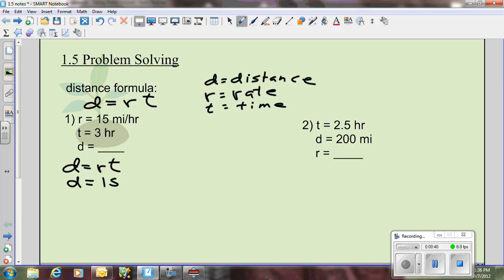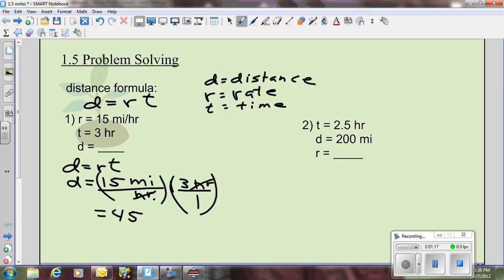Now when you do this, I want to see the substitution. I want to see the units written like so. 15 miles per hour times 3 hours. If you want to put that over 1 to help you keep track of the fact that that's the way the fraction works, that's not a bad idea. Now the reason I did that is because I have an hour in the bottom, an hour in the top. They cancel. What are my units on my answer? Miles. What's 15 times 3? 45. So I get 45 miles.